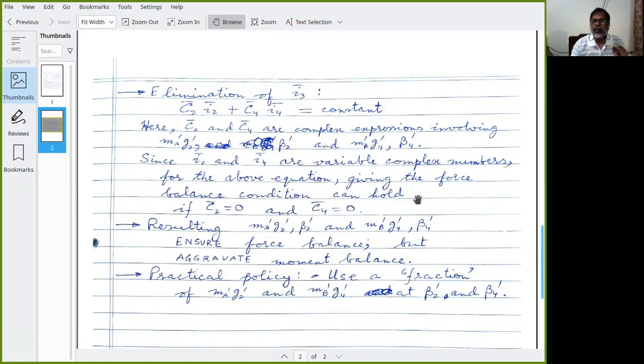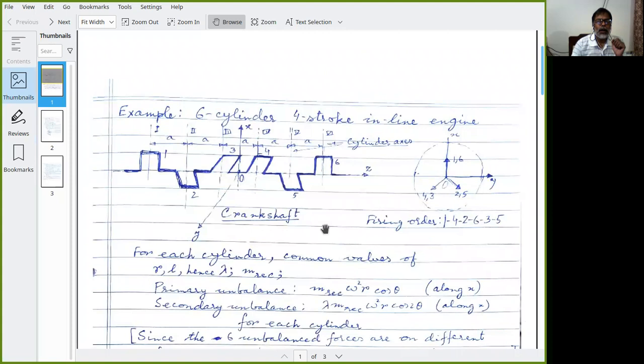So this basically completes our discussion of balancing, completes our study of balancing. But in the last lecture, I told you at the end that in this lecture we will take an example. So let us take this example of a six-cylinder four-stroke inline engine.